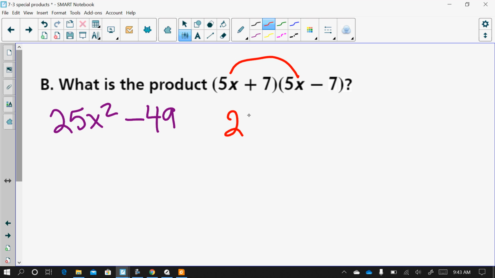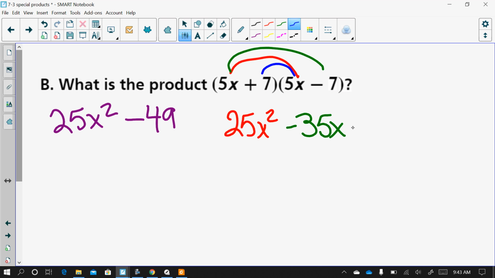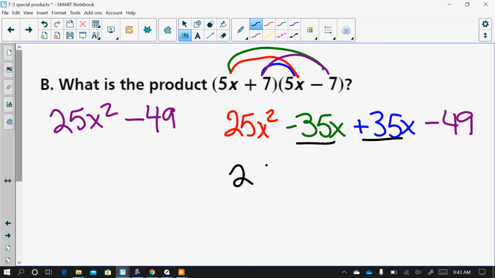5x times 5x is 25x squared. Outsides, negative 35x. Insides, positive 35x. And lasts, negative 49. Combine your like terms. Oh, look, they cancel. So boom, they're gone: minus 49.